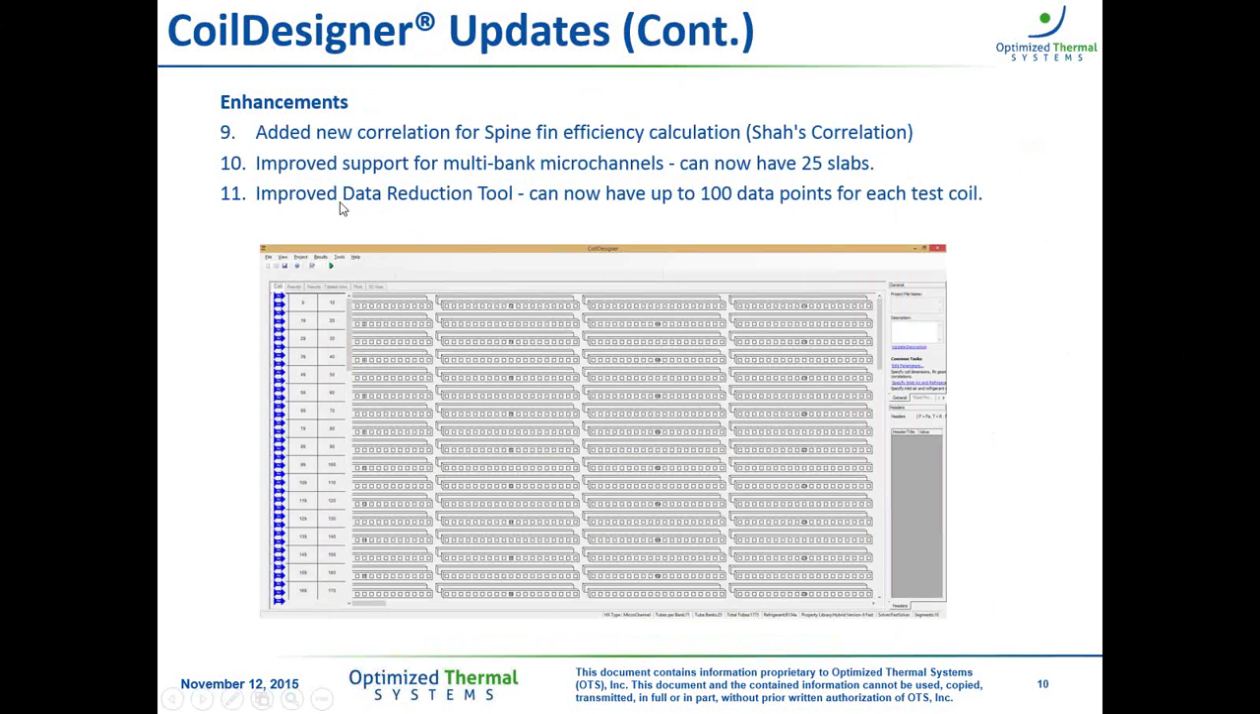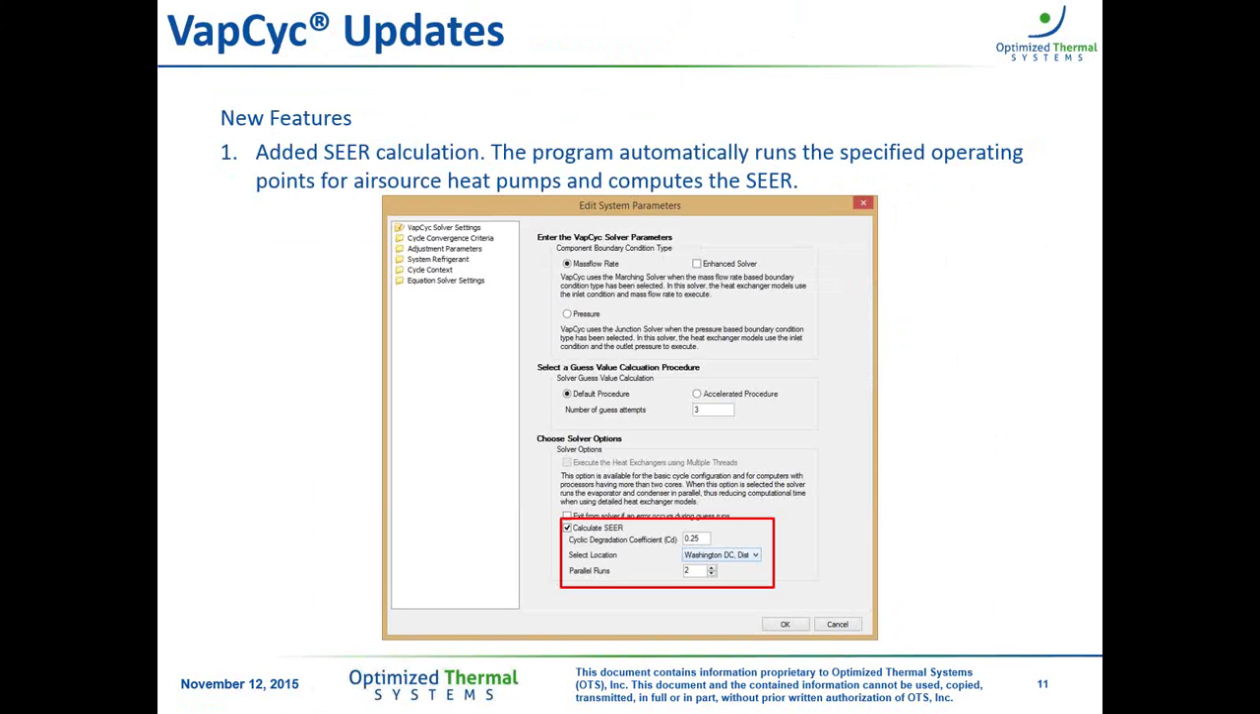And then for the data reduction tool, the capabilities have been expanded. You can now have up to 100 data points per test coil as you use that tool to fit data. So similar to the parametric study, we're just adding capabilities to be a little bit more robust, a little more advanced. Okay, so that's it for CoilDesigner, and I'll show a little bit more of those capabilities in a demonstration in a few moments.